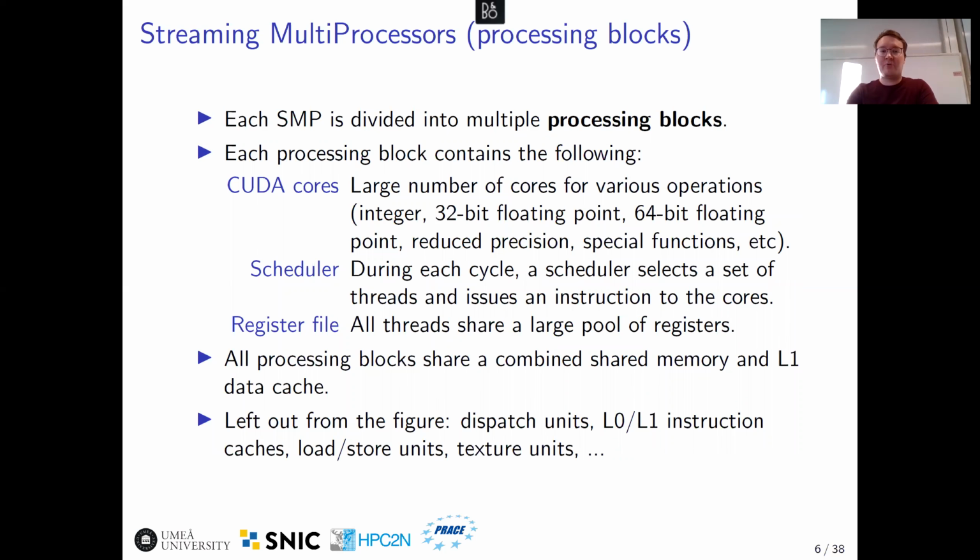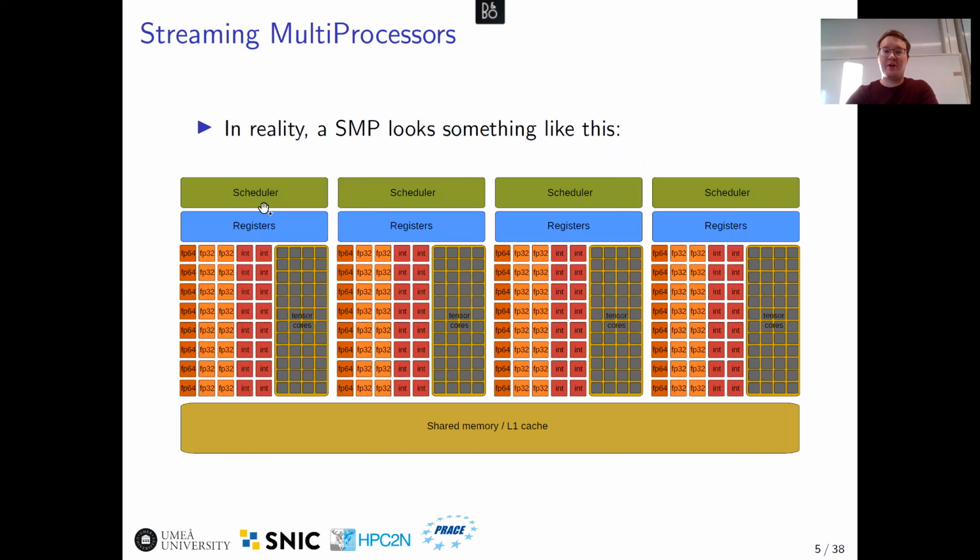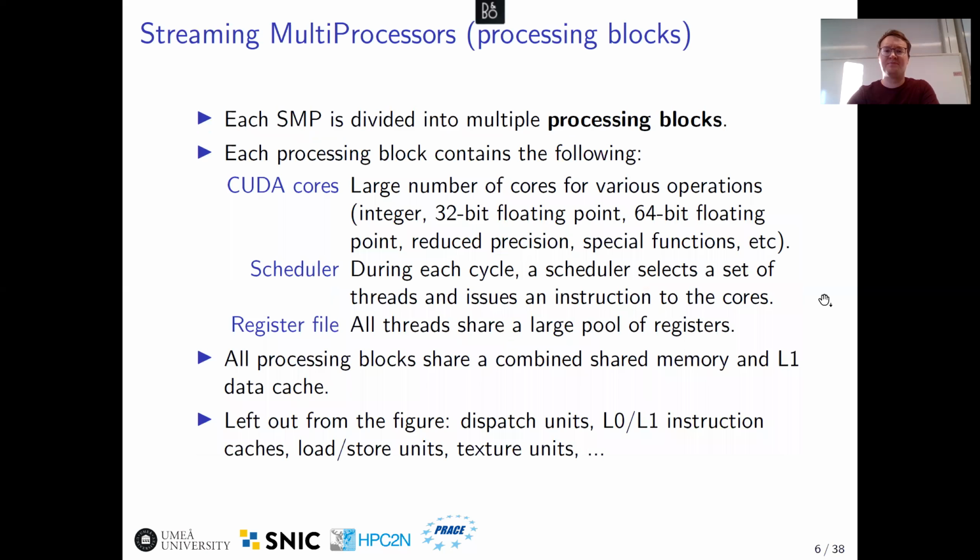The shared memory and the L1 cache are being shared between all processing blocks. So that is a common resource to all threads that are being executed on the SMP. What I left out on the figure were, for example, dispatch units, L0 and L1 instruction caches, load and store units, and texture units, and that kind of stuff that simply made this figure way too cluttered. If you want to find more detailed information, there is a white paper from NVIDIA about the V100 architecture that has more detailed illustrations of how the SMPs look.